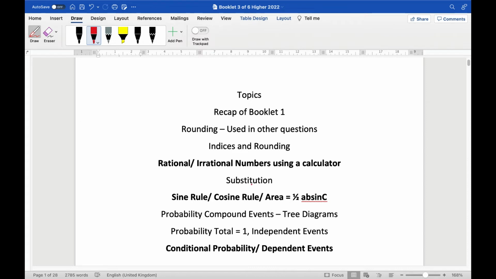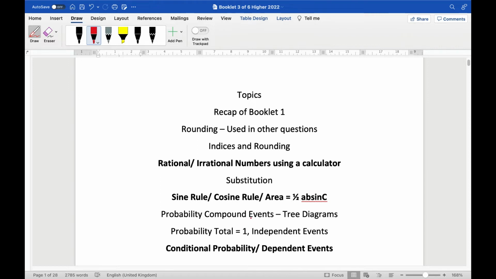Substitution, again, can't see there being a specific question on substitution, but you'll need to know how to substitute in other things like trial and improvement. Okay, that's a substitution question. Simultaneous equations involve substitution at the end. So we'll just have a little look at it, okay? Sine and cosine rule, higher tier. Again, everything in bold is higher tier.